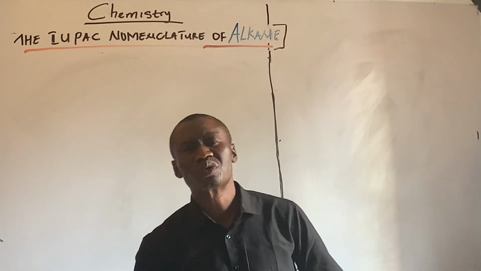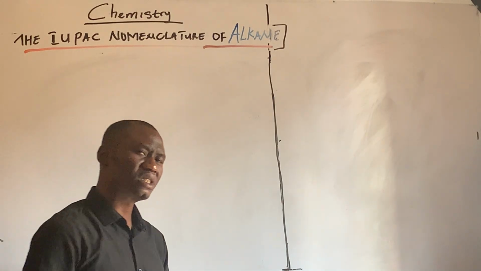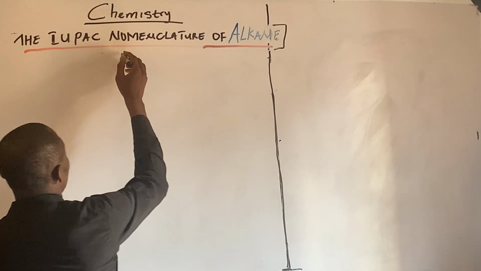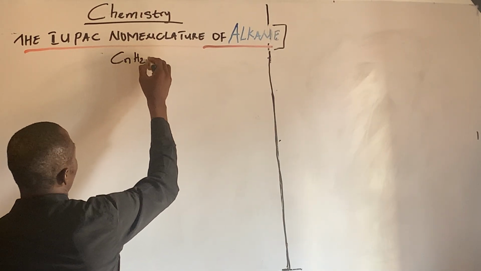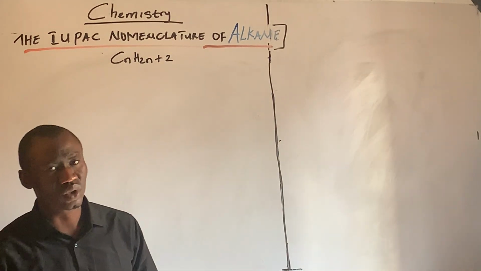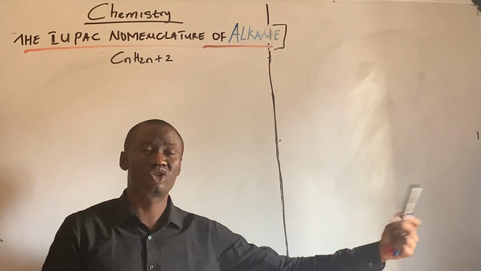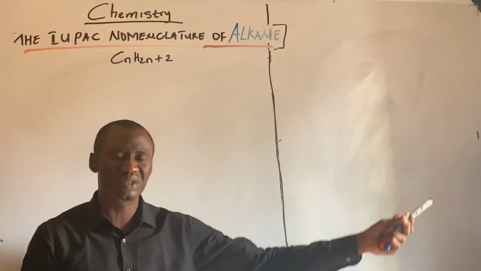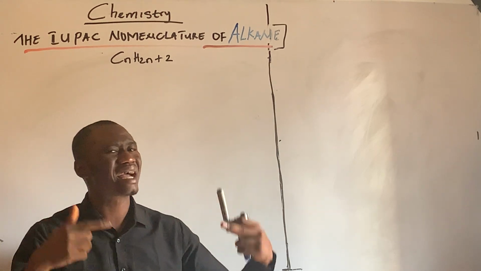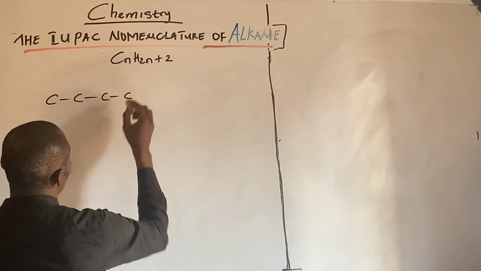In this video, we want to learn the IUPAC nomenclature of alkanes. The first thing to do is to know that the structural formula for alkane is CnH2n+2. Now, having known this, the next thing to know is that whenever you want to name an alkane or any other organic families or homologous series, you look for the longest continuous carbon chain.